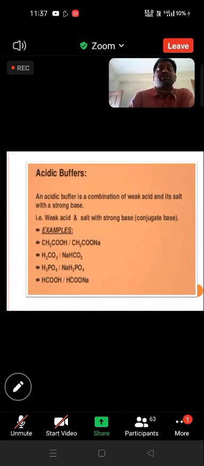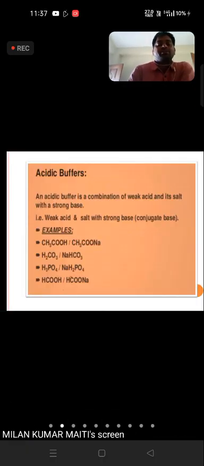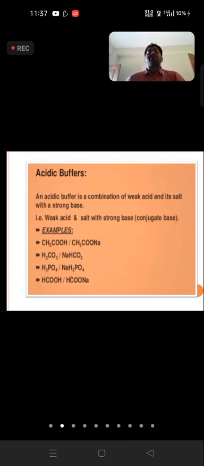So how can we detect if a mixture is an acidic buffer or basic buffer? Now when we see that the mixture contains any weak acid and its conjugate base, then we can consider the mixture is a buffer, which has a capacity to resist the change of pH. So all the acidic buffer is a mixture of weak acid and its salt with a strong base.